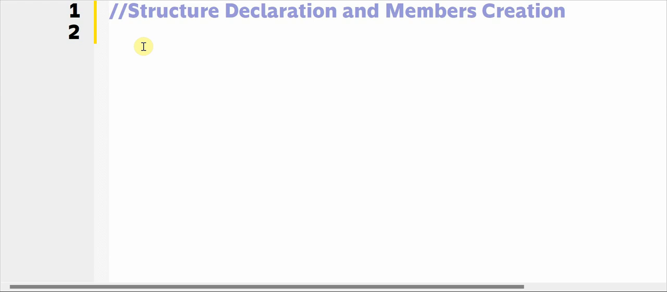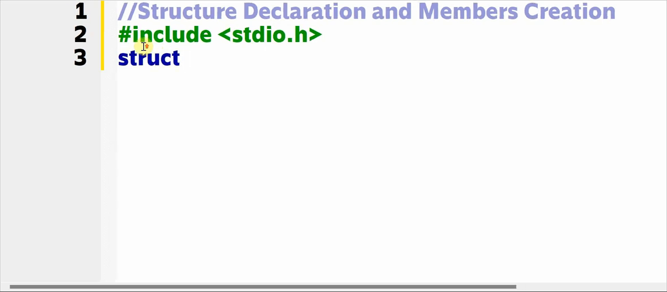If you observe the syntax of a structure, every time you declare a structure, you first include your header file, #include <stdio.h>, and then after that you use the keyword struct. Struct is the keyword you need to use every time. This is one of the 32 keywords in the C language.